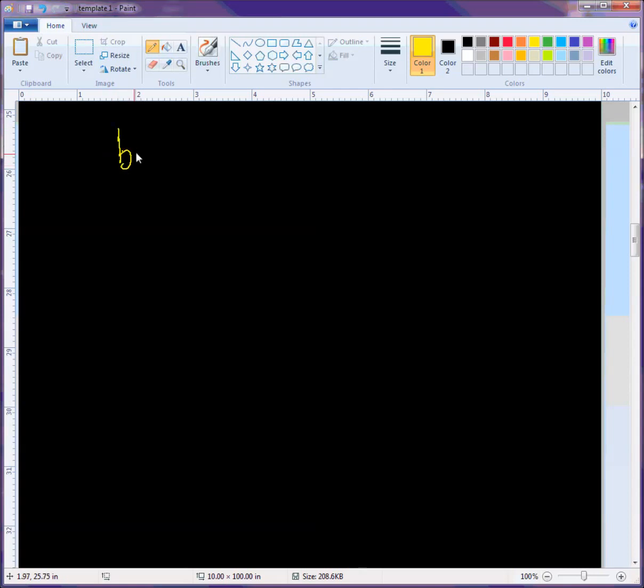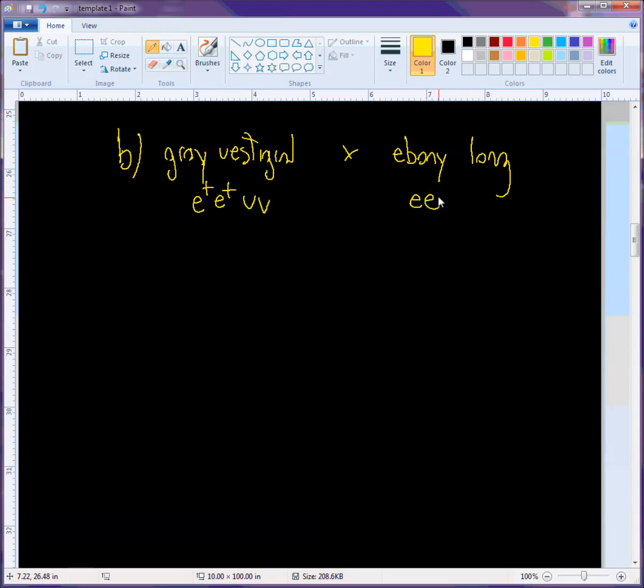So the next cross is gray and vestigial crossed to ebony and long. And gray and vestigial is going to be, remember the question said these were homozygous, gray is going to be E+, vestigial is going to be 2 little v's. Ebony is going to be 2 little e's. Long is going to be 2 wild type V alleles, so V+, V+.